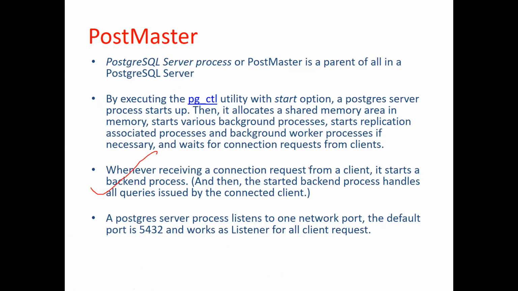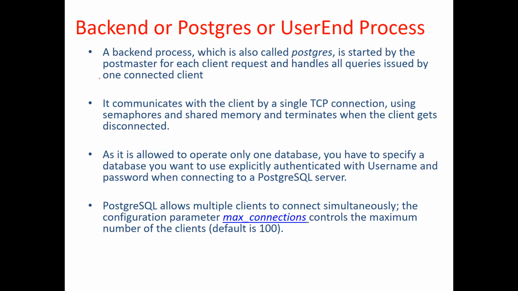Whenever the postmaster receives a connection request from a client, it starts a backend process. I think we already discussed this. The started backend process handles all the queries issued by the connected client. A Postgres server process listens to one network port. The default port is 5432. You can definitely change the port number. I already summarized the backend process, so we'll quickly go through these points and then end the architecture.